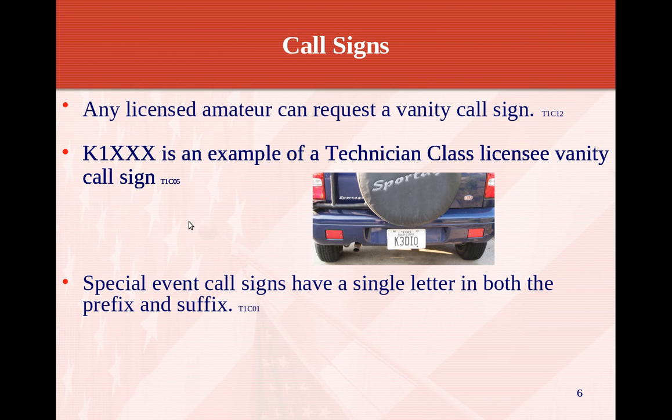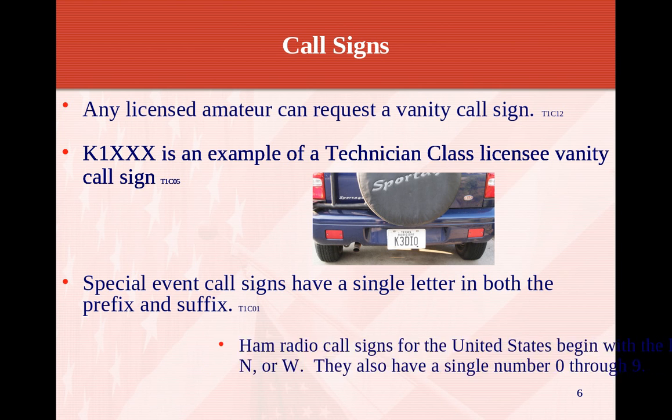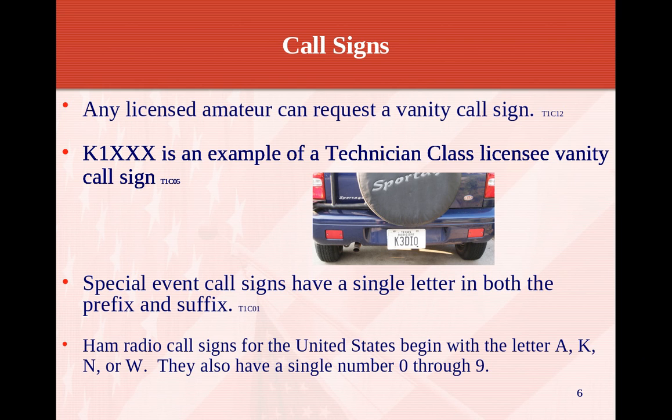Special event call signs have a single letter in both prefix and suffix. So N1N, for example, would be a special event call sign, and you can request that. Ham radio call signs for the United States begin with the letter A, K, N, or W, and they also have a single number 0 through 9. W3ABC, K3DIO, WB5QNG are all valid call signs.